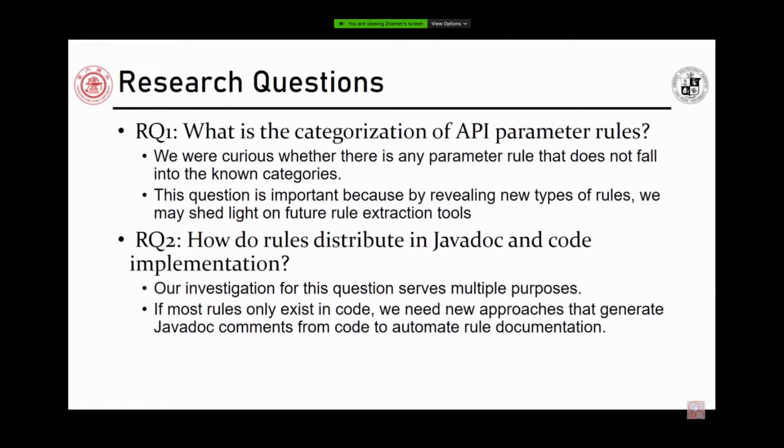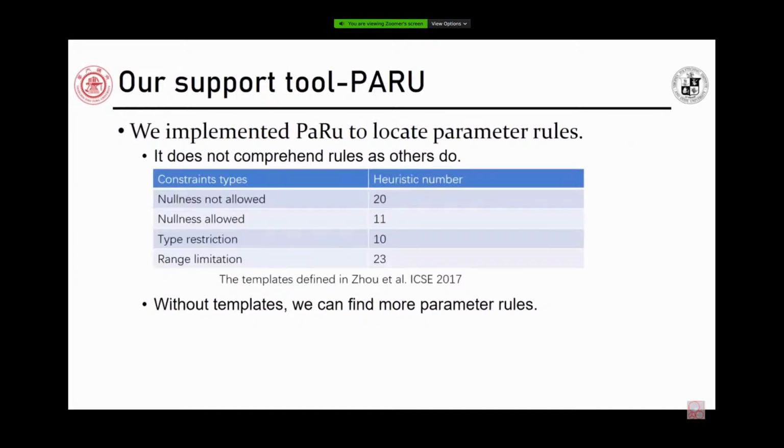It is infeasible to manually collect so many parameter rules, so we implement Parallel to automate the process. Our tool is designed to automate our study. It does not comprehend rules as other tools do. As a result, it does not define any templates. As shown in this table, if a tool uses templates, its extractor rules are limited to these templates. Without templates, it is feasible to find more parameter rules.